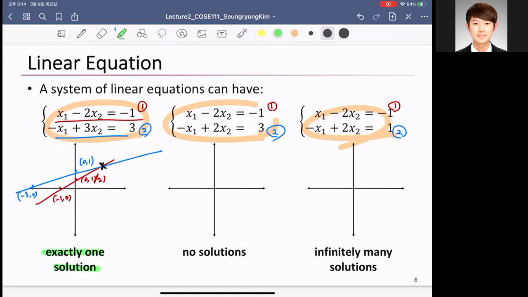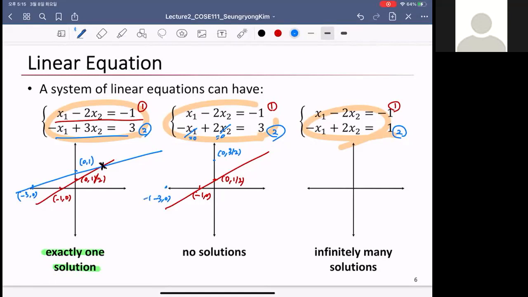What about the second linear system? For example, when we draw the first linear equation, it's going to look like this, because we already discussed it. And for the second one, when x1 is equal to 0, x2 is equal to 3 over 2. So maybe here 0, 3 over 2, and when x2 is equal to 0, x1 is going to be negative 3. So maybe here, negative 3, 0. So in this case, the linear equation is going to look like this.